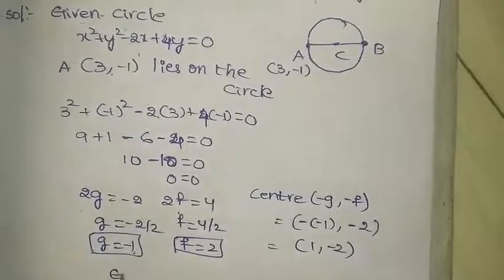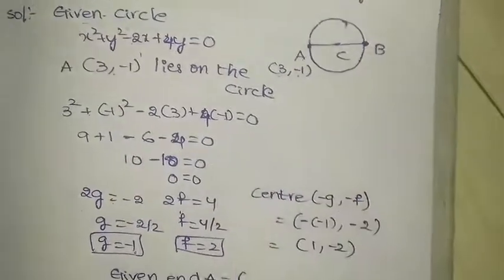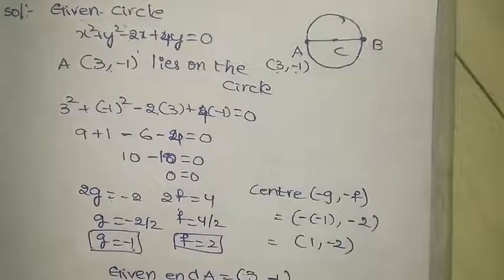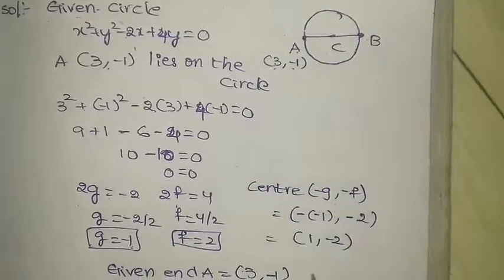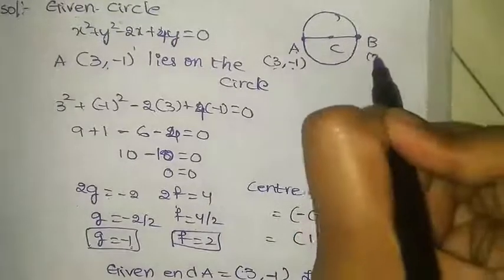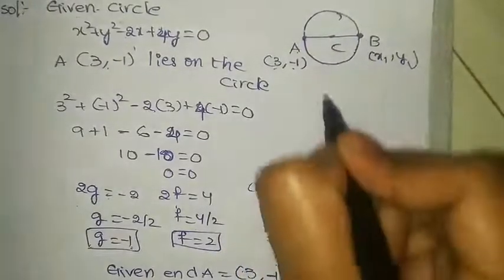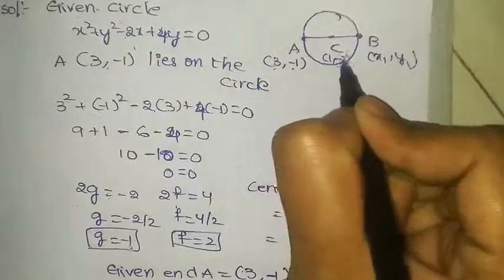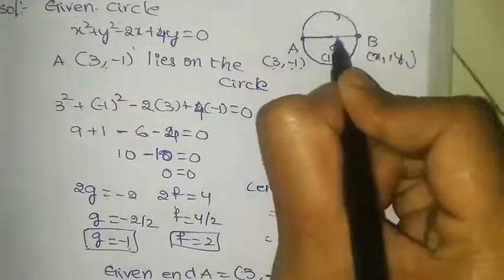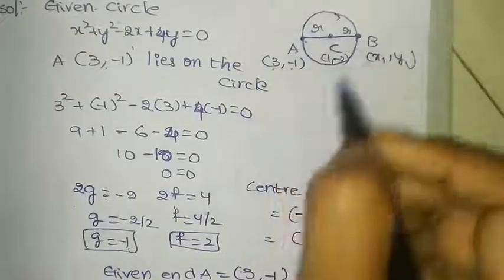Now they have given one end. Given end A is 3 comma minus 1. We don't know the other end, so let B be x1 comma y1. Here we know the center as 1 comma minus 2. This is also a radius, this is also a radius. So we can tell that C is the midpoint of AB.